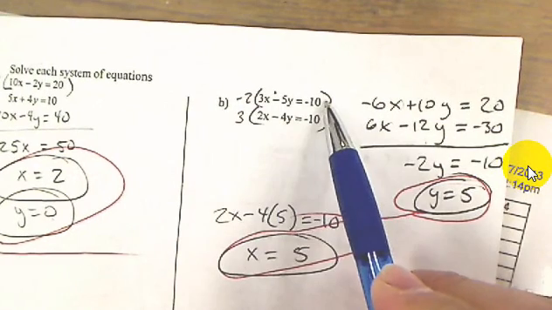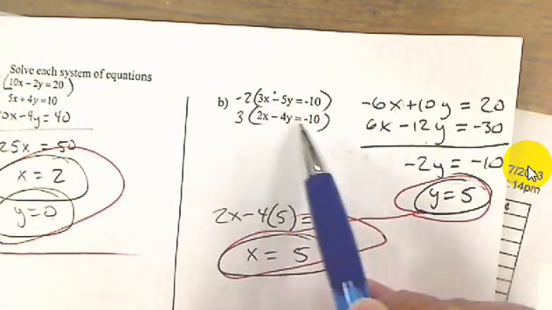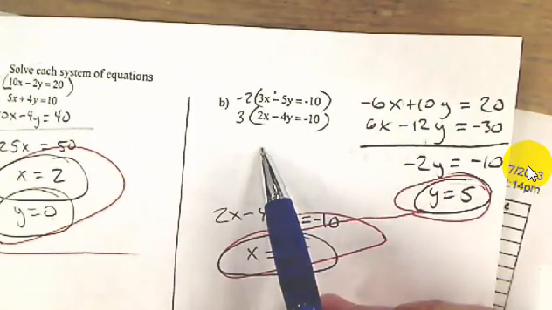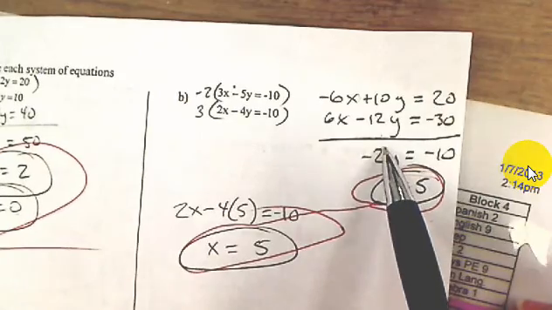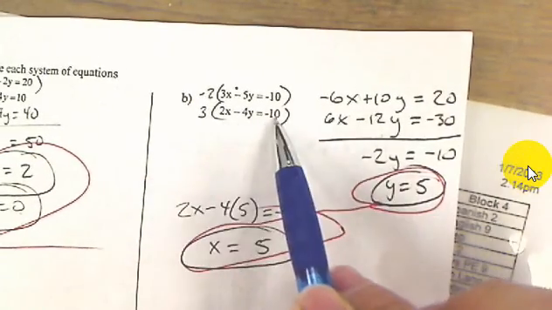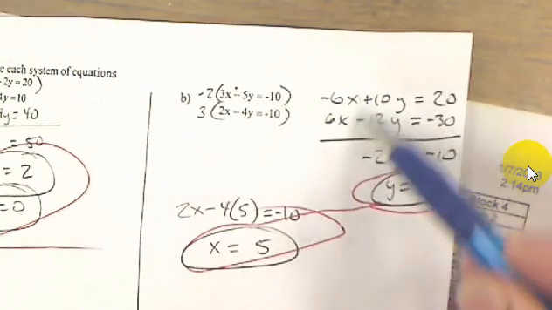I multiply the top one by negative 2 to make this a negative 6. The bottom one by 3 to make this one a positive 6. And then the x's would cancel out. And here's my two equations. After you finish multiplying by negative 2, you get this guy. After you finish multiplying by 3, you get that guy. Combine them. These are gone.